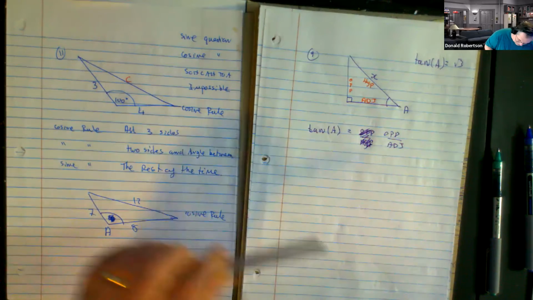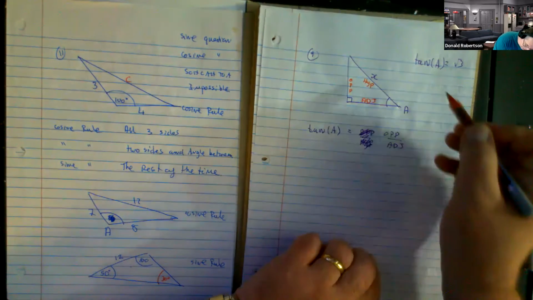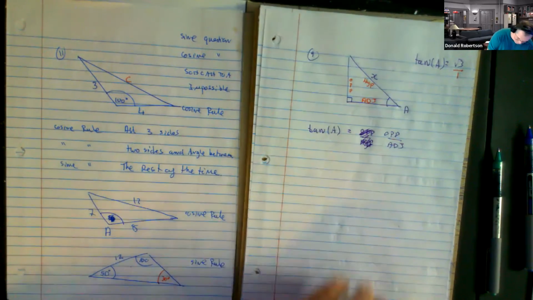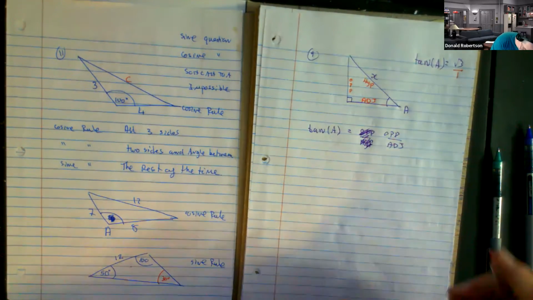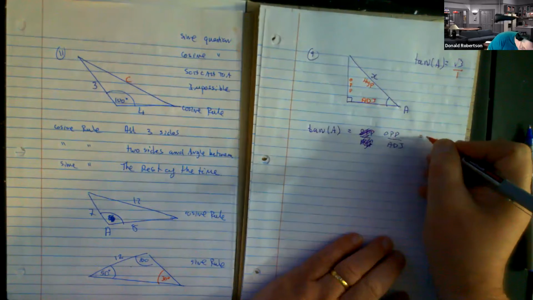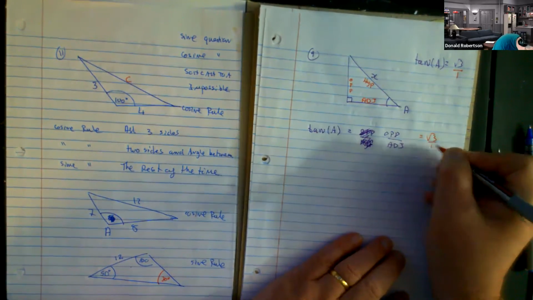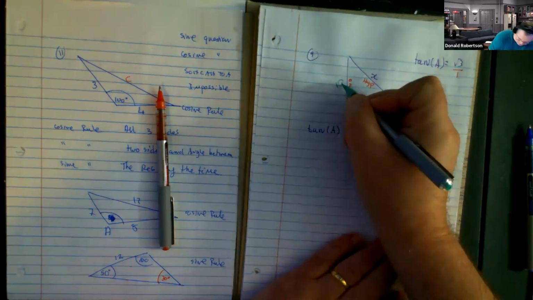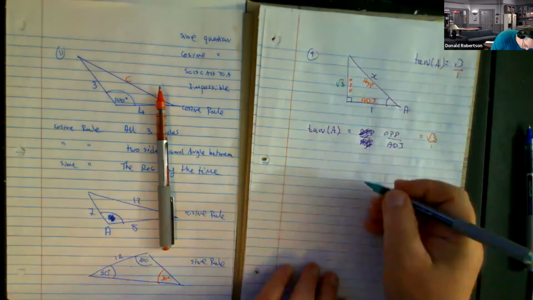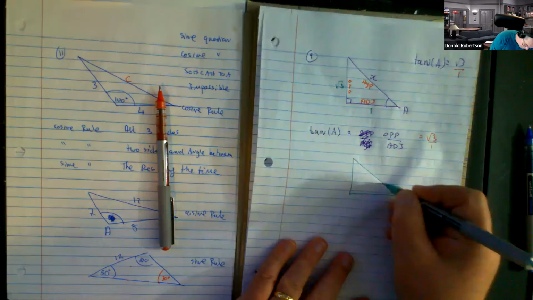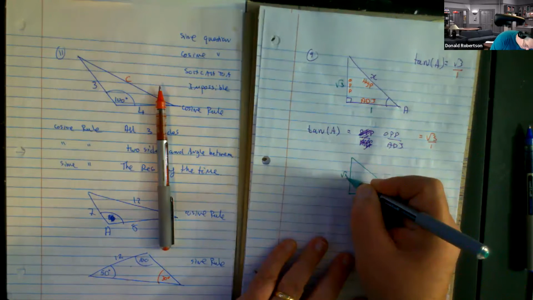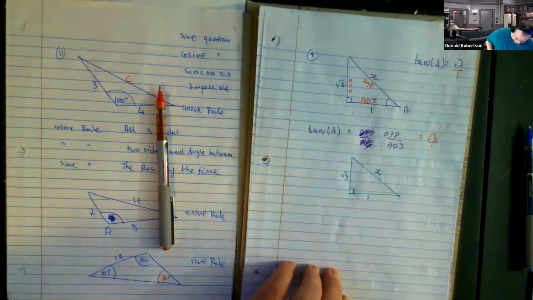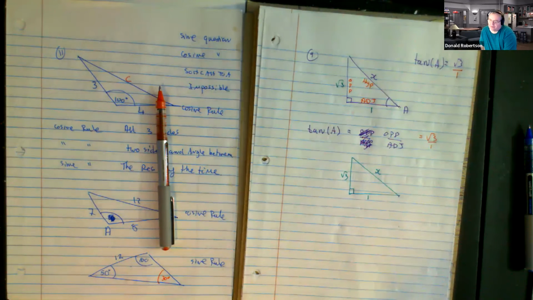Now, if you tell me that the tangent is root 3, you're also telling me that it's root 3 over 1. And that means I can now say that the opposite is the square root of 3 and the adjacent is 1. So I have a triangle where I know 2 of the sides and I'm trying to find the third one. And doesn't that lend itself to Pythagoras?